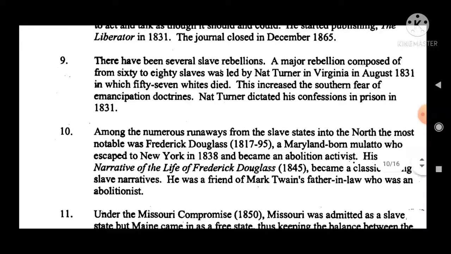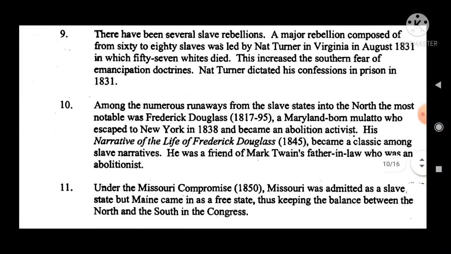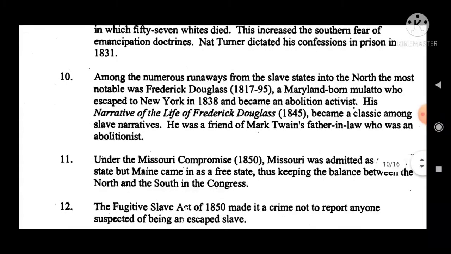There have been several slave rebellions. A major rebellion composed of from 60 to 80 slaves was led by Nat Turner in Virginia in August 1831, in which 57 whites died. This increased the Southern fear of emancipation doctrines. Nat Turner dictated his confession in prison in 1831.